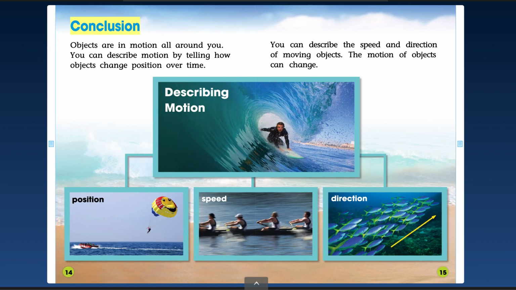Conclusion. Objects are in motion all around you. You can describe motion by telling how objects change position over time. You can describe the speed and direction of moving objects. The motion of objects can change. Describing motion: position, speed, direction.